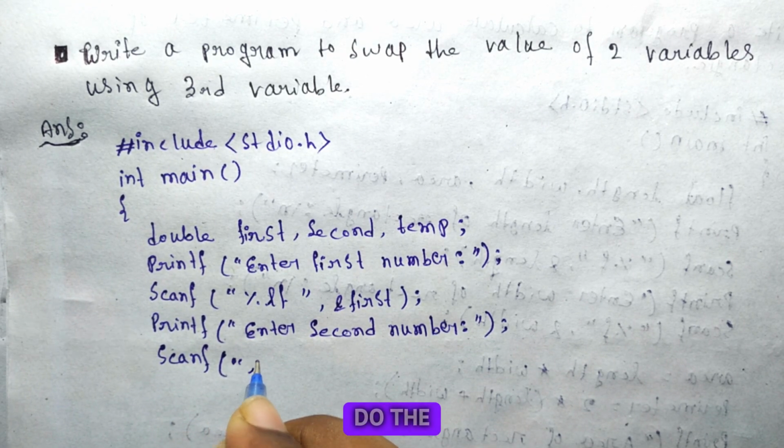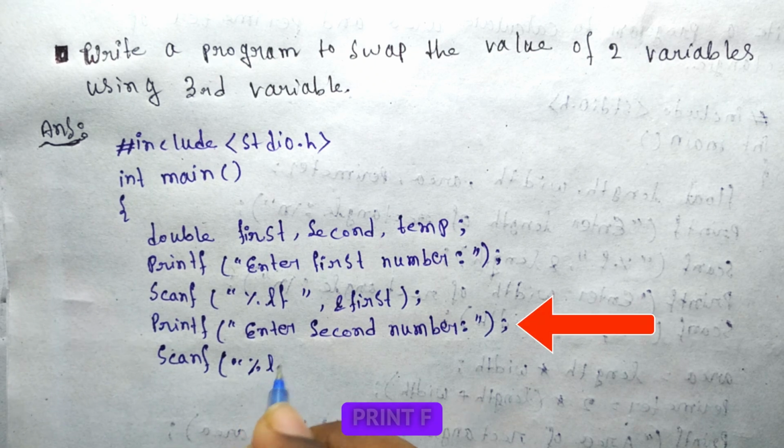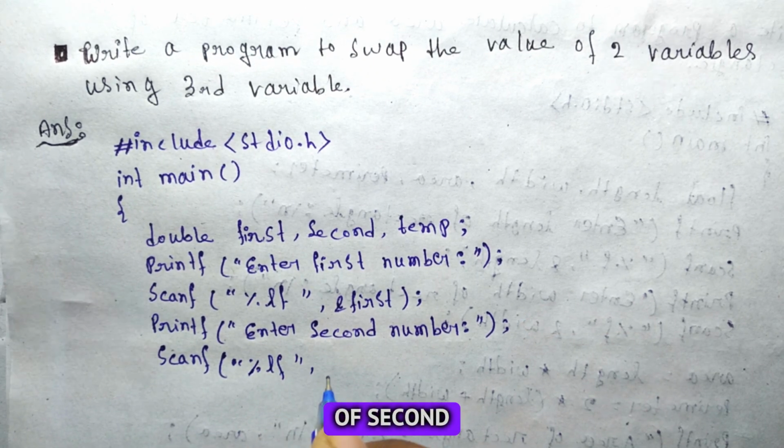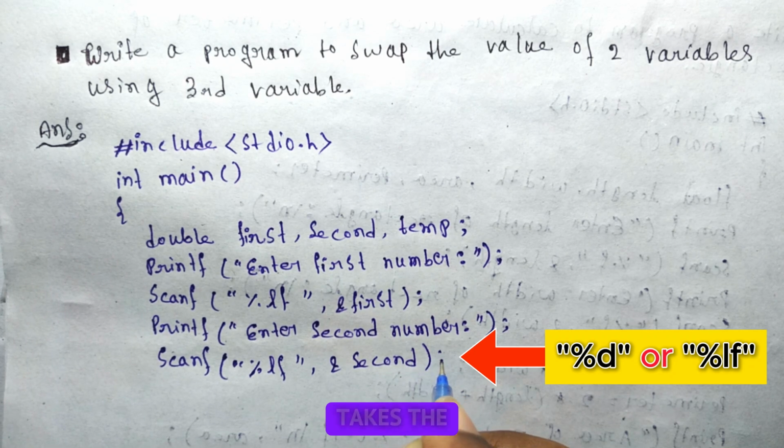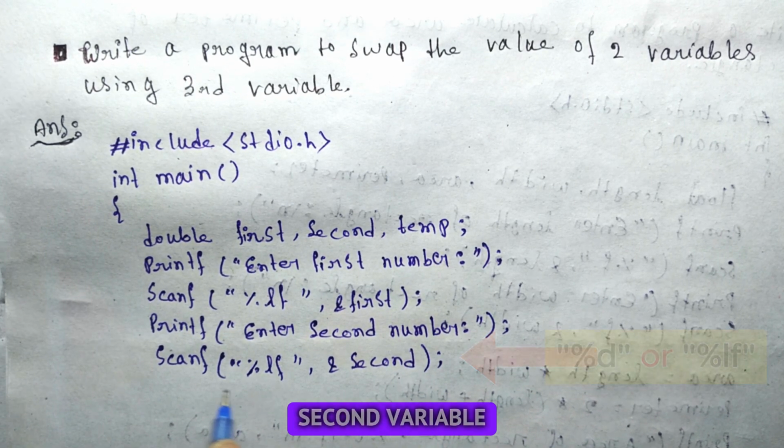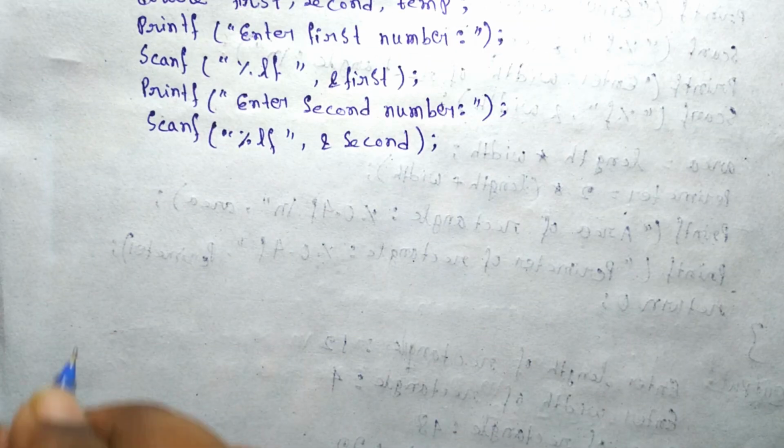Alright, next we do the same thing for the second number. Printf, "enter value of second," shows the message, and scanf, %d, and &second, takes the value and stores it in the second variable. That part's done.